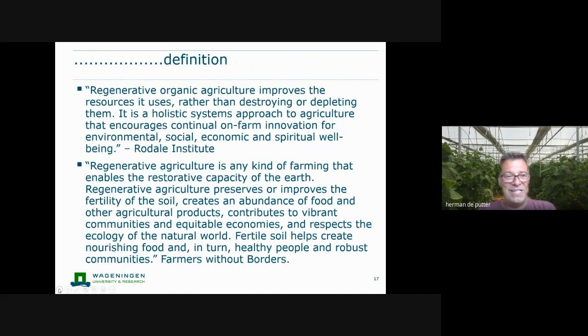Well, I will share this presentation later, and then you can read more about definitions, because there are more institutes and companies that try to come up with a definition, like the Rodale Institute, which is looking more at organic agriculture, regenerative organic agriculture. And Farmers Without Borders also try to formulate a definition. But I think the core, and I think you also mentioned it during the quick round, is that soil health seems to be central, having a pivotal role.